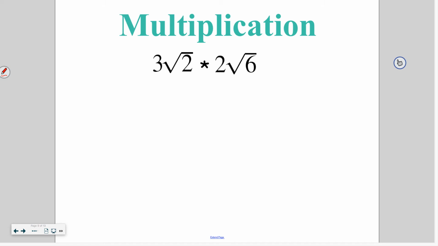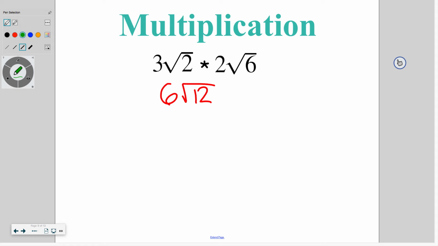Multiplying 2 times 3 gives me 6. Square root of 2 times 6 is 12. I need to look, can I simplify the square root of 12? The answer is yes, because I can divide by the square root of 4.